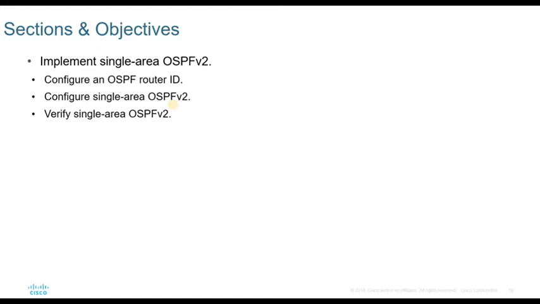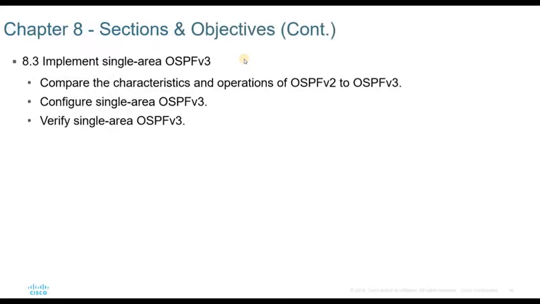Then we're going to verify if our sample network topology is fully converged by testing and verifying if OSPF is running properly on your network. The last part will be the implementation of single area OSPF, but this time version 3. As we all know, version 3 is used for IPv6 only networks.